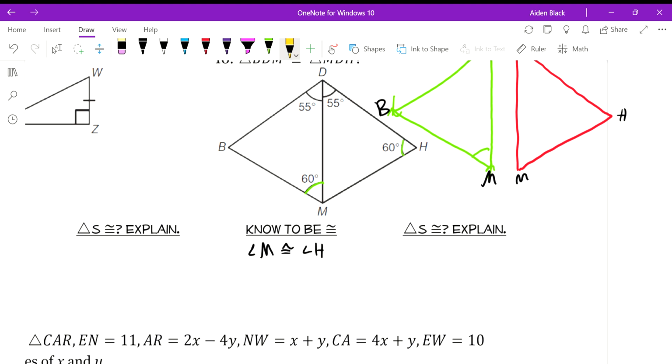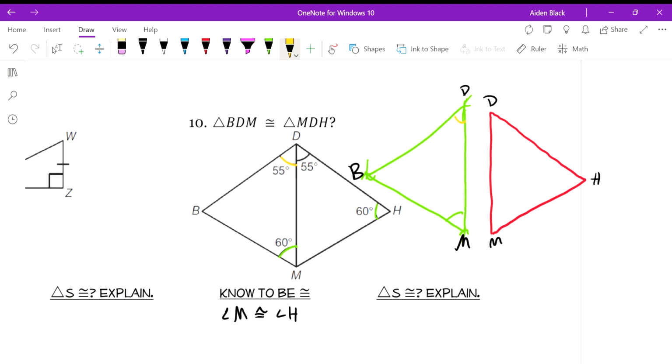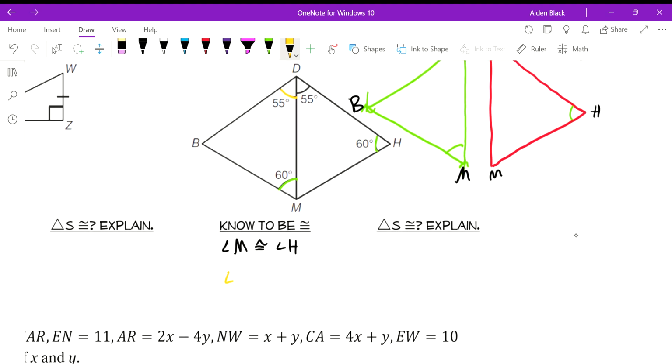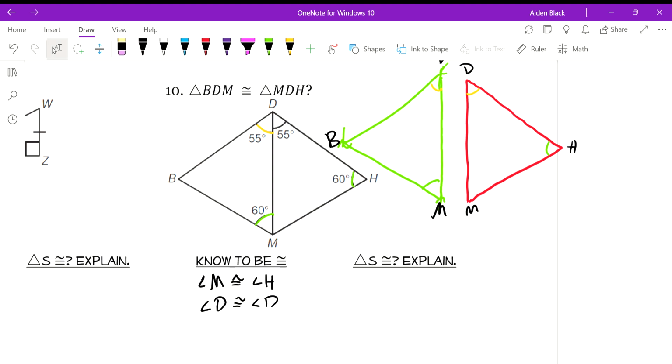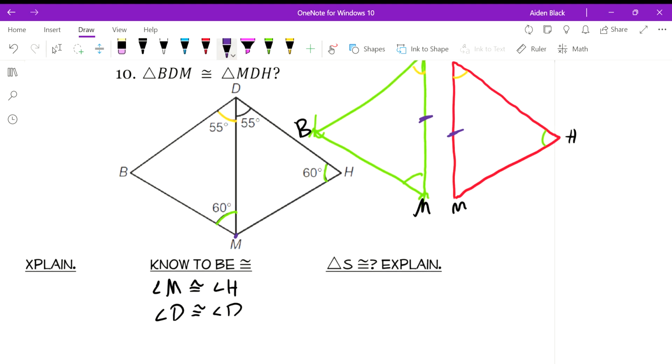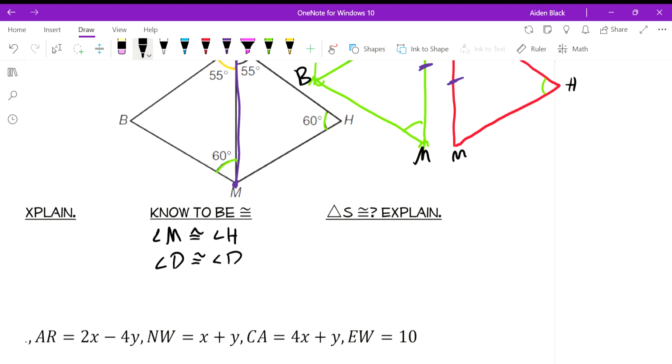And then we'll notice that angle D right here, make sure I map these out. Angle D is congruent to angle D. I'll keep this black. Cool. And then we know that DM, this one right here, is congruent to this one here, DM, because they're a shared side. Reflexive property tells us DM is congruent to DM.